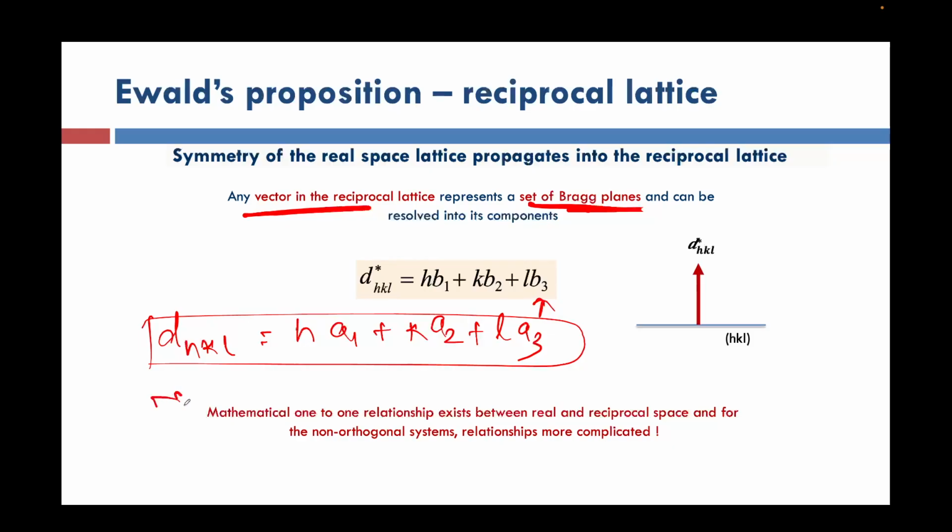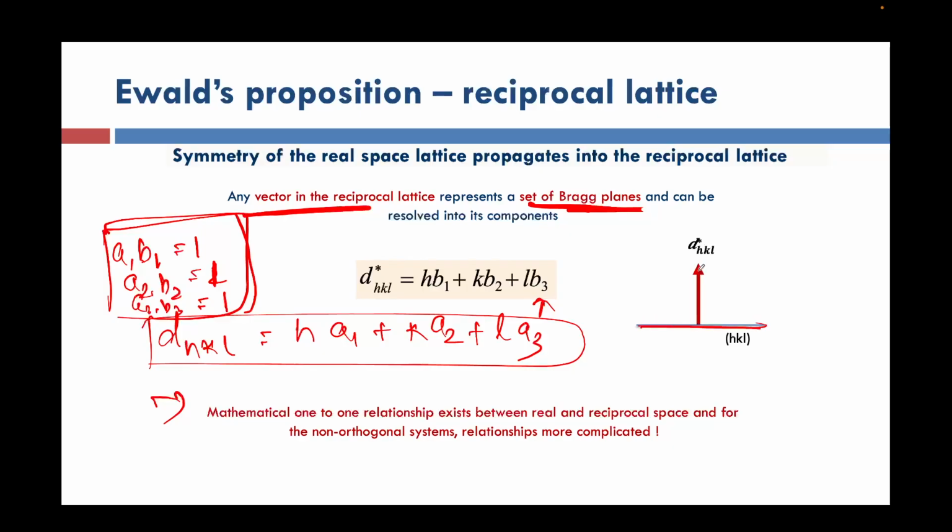And remember, a mathematical one-to-one relation exists between real space and reciprocal space for an orthogonal system. For a non-orthogonal system, this relation, like we have told that a1 into b1 is equal to 1, a2 into b2 is equal to 1, a3 into b3 is equal to 1. All these relations that we are talking about hold for the orthogonal system. For a non-orthogonal system, these are a little bit complicated.